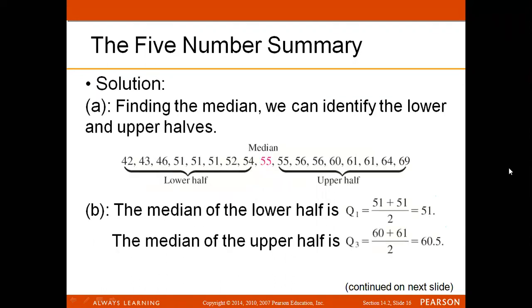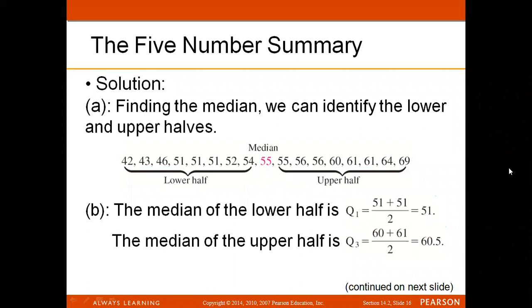Solution. Finding the median, we can identify the lower and upper halves. So again, we have to sort our list. Once we've sorted it and identified the 55, that particular 55 joins neither the lower half nor the upper half. This is when you have an actual middle entry, so this is when n is odd, an odd number of numbers. When you have an odd number of numbers, the median is a real entry and it joins neither half.